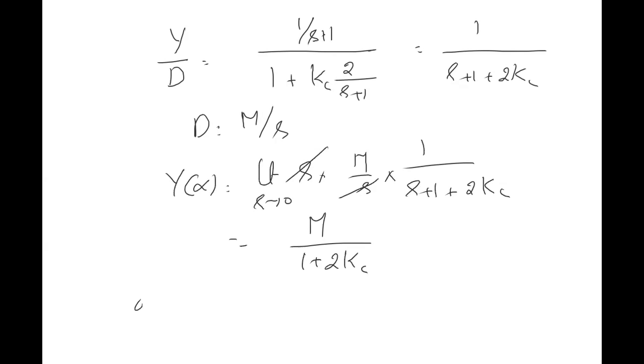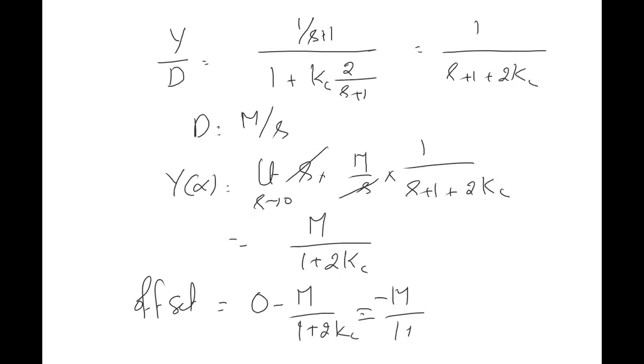So now what is the offset? What is your expectation? 0 minus M by 2 Kc. Offset is M minus M by 1 plus 2 Kc. Now this is for the load.